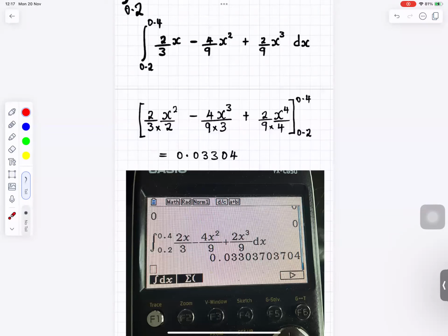When you integrate it and put in the values for 0.4 and 0.2, you will get an answer of 0.03304, which is the same as if you put it in the calculator. If you put that in the calculator, it gives you that answer. So you integrate, put the values 0.4 and 0.2, and you get the same answer.